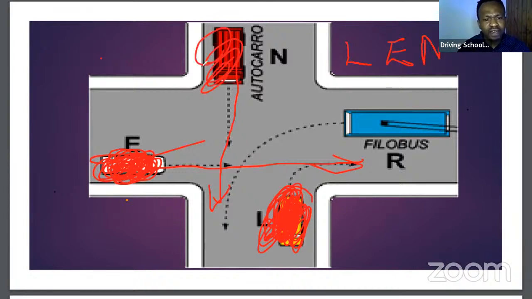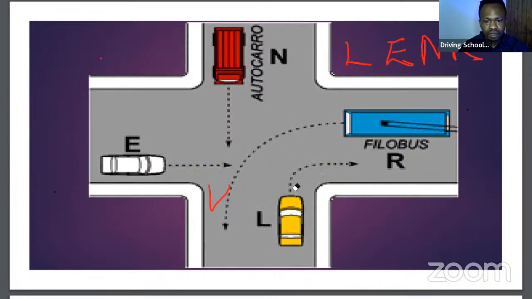Now vehicle N left, so it's not remaining vehicle R. So it's going to be R. So the order of precedence here is L-E-N-R. L will be the first to leave, followed by E, followed by N, followed by R. So L is the first to leave this intersection. Then the order of precedence is L-E-N-R. And the question can also tell you that vehicle R is the last to leave the intersection.